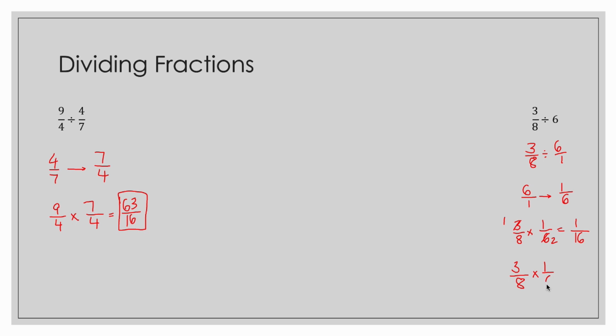Now, if we didn't do the cross division and just solved it normally, we would get 3 times 1 is 3, and 8 times 6 is 48. And the GCF of this is 3, so this is literally equal to 1/16. So that's the same thing. And 1/16 is our answer.